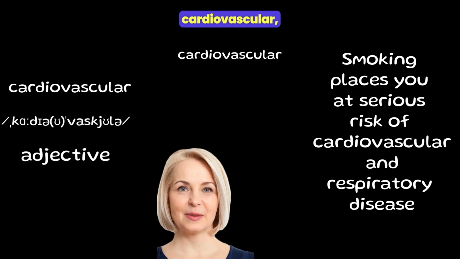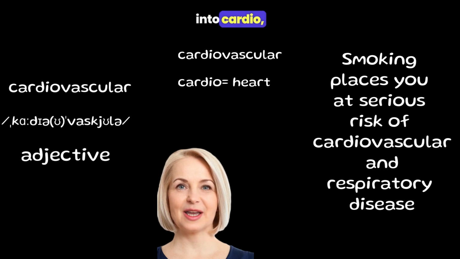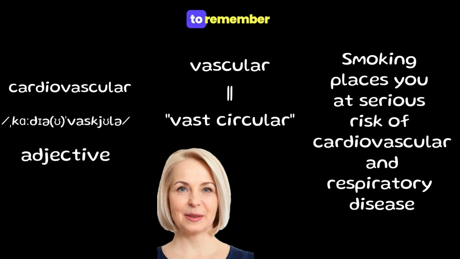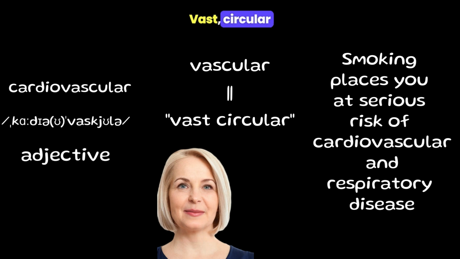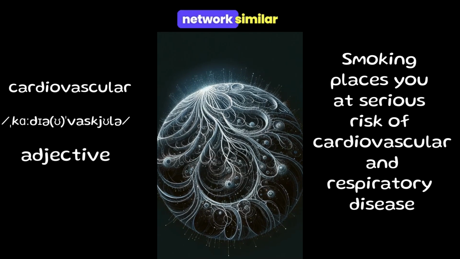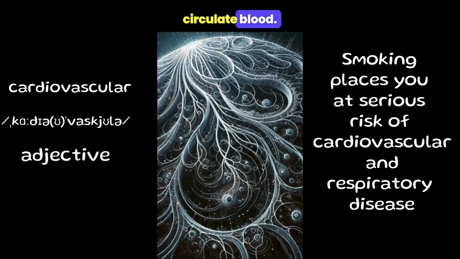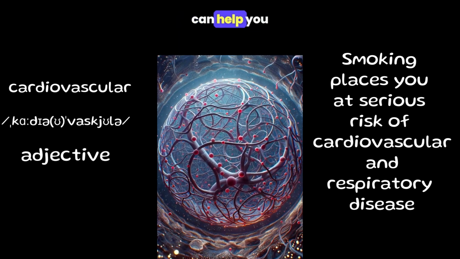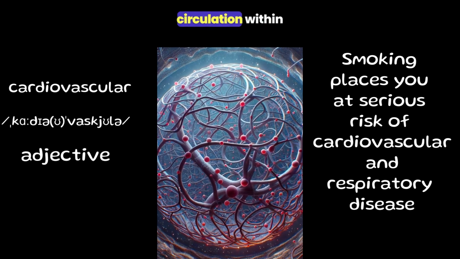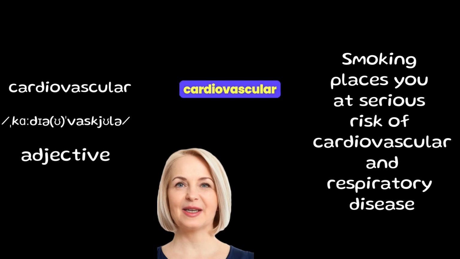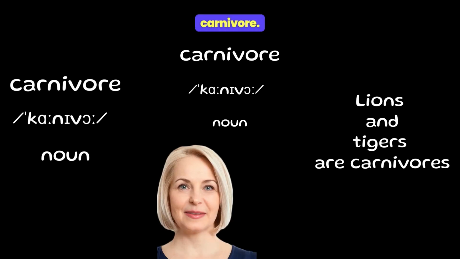To remember cardiovascular, break it down into cardio, meaning heart, and vascular, relating to blood vessels. Also, we can use sound association to remember vascular. Think of vast circular. Imagine a vast circular network, similar to the body's extensive system of blood vessels that circulate blood. This auditory similarity can help you remember that vascular relates to the circulation within blood vessels. Cardiovascular.